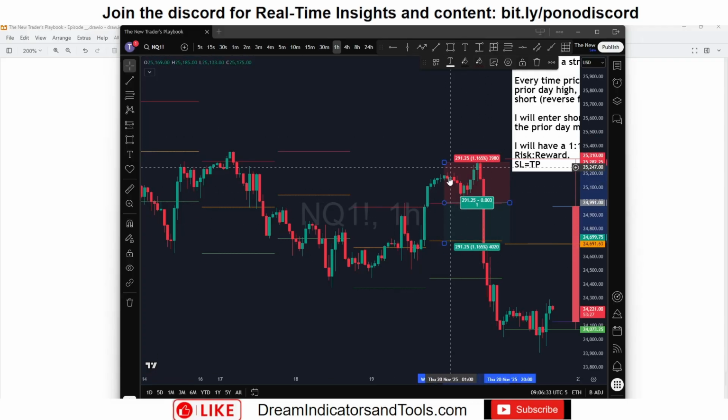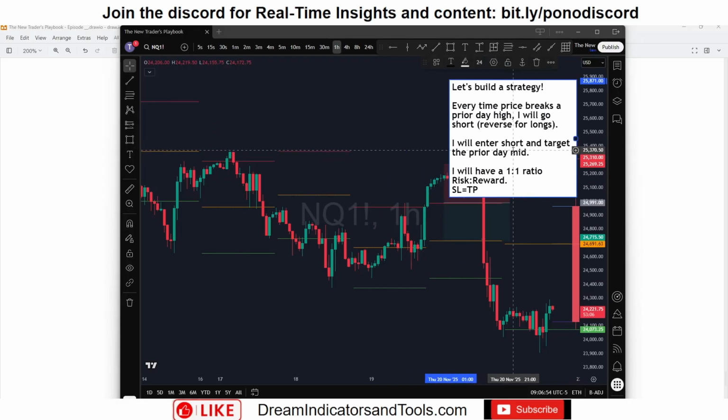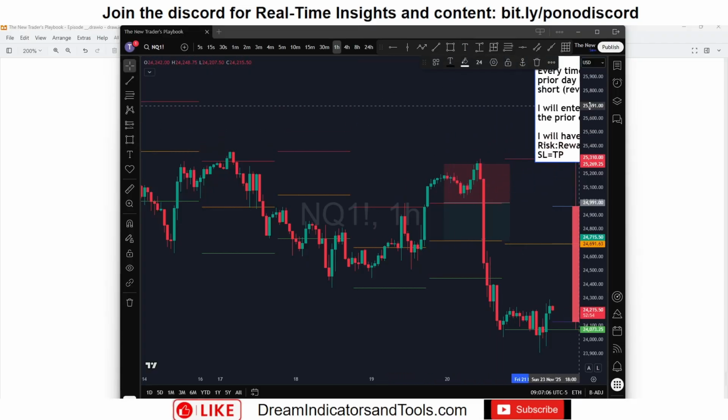Now, if you'll notice, this is the forecasting tool. Right there where it says number 1, that is a 1-to-1. That means that the stop loss and the take profit are the same size. So I'm going to inch these to the correct place. And you'll notice that yesterday we just barely got up here and we would have lost the trade based on our rules.